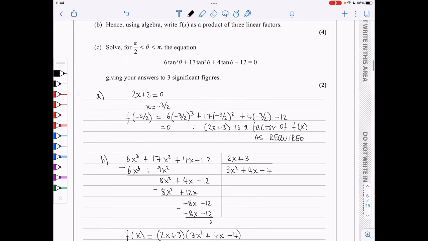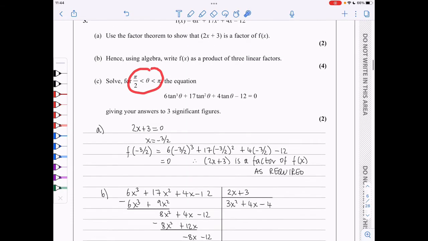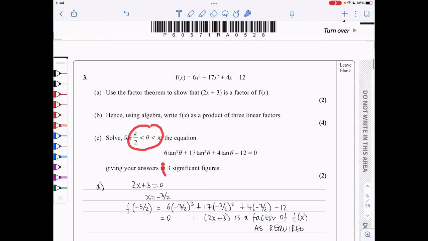In part C, we need to solve for theta between pi over 2 and pi. This equation shown here, giving answers to 3SF. Well, what's the connection with the previous part? Well, obviously, x has been replaced with tan theta. So I will start by solving f of x is 0, and then seeing what kind of values I get for tan theta and therefore for theta.